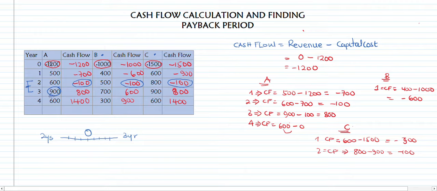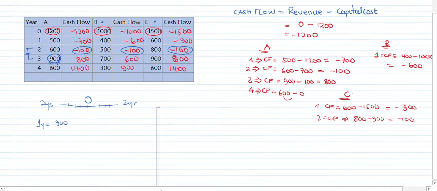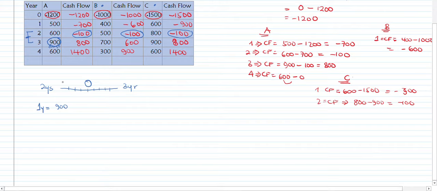Let's take the project A. The money gotten in year three is what we were able to use to settle for our capital cost. So I'll say that 1 year gave us what, 900. That is the money. That is our revenue. Then the money that we are owing is what, 100. That is the money left to be paid. Now we use 1 year to get 900.